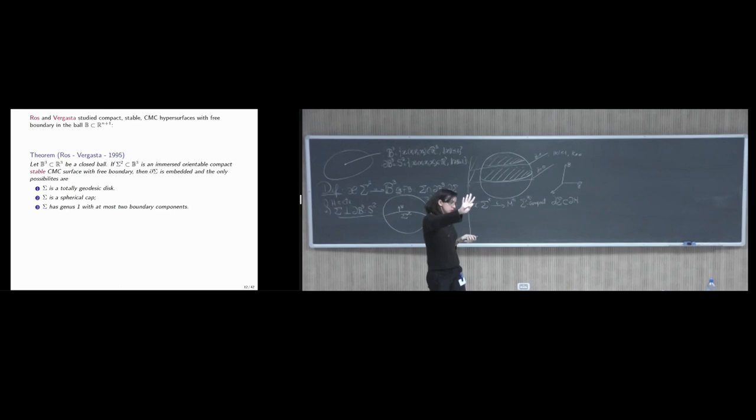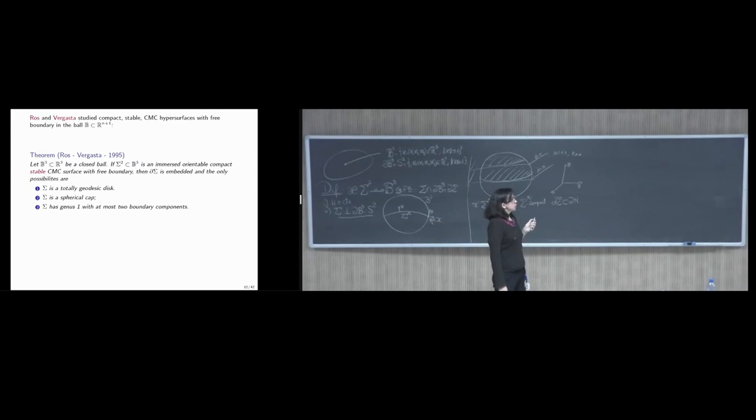And they proved that if you have the Euclidean three-ball, a closed ball, and you take here an orientable compact CMC surface that is stable, this is very important, with free boundary, then what did they prove? They proved that the boundary is embedded, and moreover, sigma is a totally geodesic disk, or sigma is a spherical cap, or sigma has genus 1 and at most 2 boundary components.